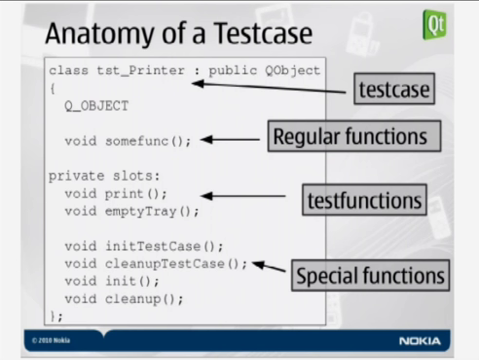Now my test case is just a C++ class, so it can have any functions that I want: helper functions, functions to load test data, whatever. The special thing here is private slots. If you add some private slots to your test case, these are considered test functions by qtestlib. There are also a handful of special functions, which we'll talk about later. These are also private slots, and if you use these special names, they don't behave as regular test functions, they behave differently.